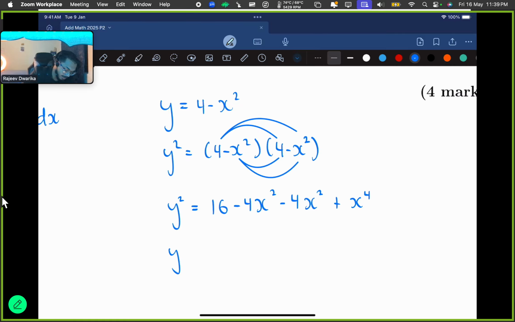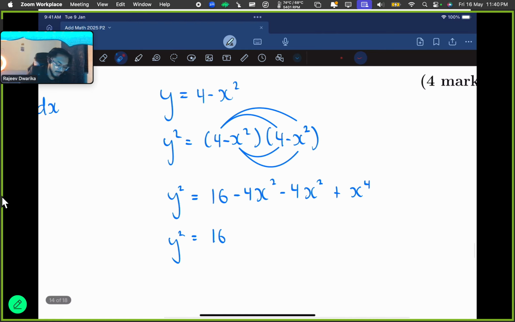Right. So you understand how I expand that, right? 4 by 4 is 16. 4 by minus x squared. Nice. And then you're gonna group together the x squared terms. Imagine you minus 8x squared plus x to the power 4. For anybody that don't understand this, let me give an example. Let's say you take 4, and then you take another 4. You take 8. So that'll be negative 8x squared, right? Plus x to the power 4.